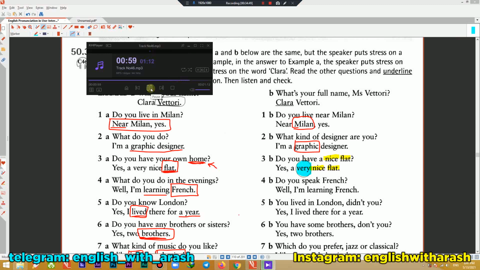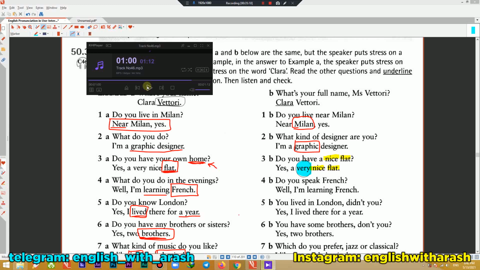Do you speak French? What about that? Do you speak French? Good Mehri, good Parisa, good Ali. What about number 4? Do you speak French?